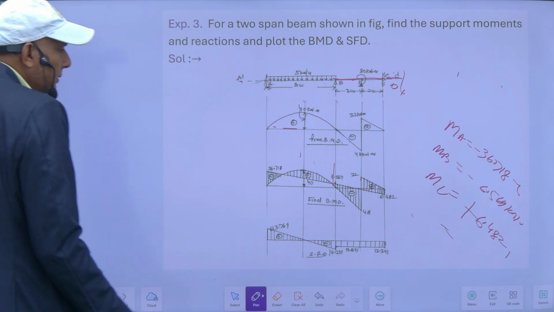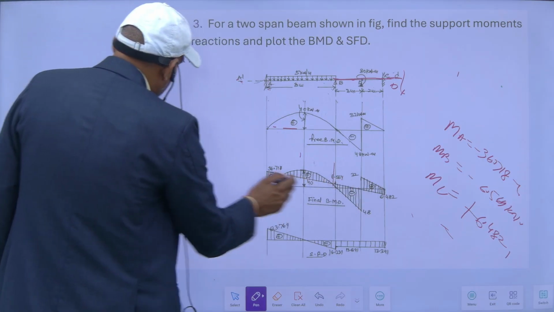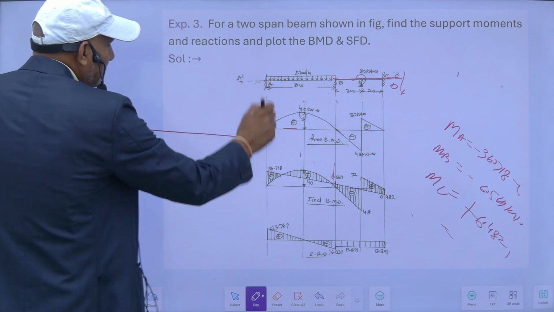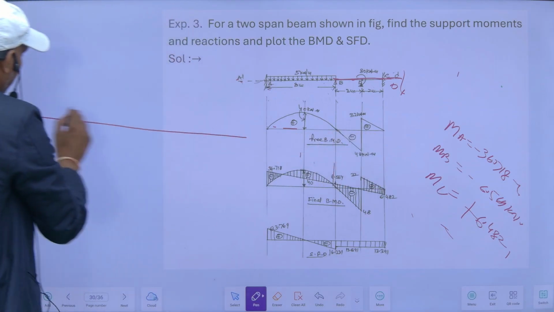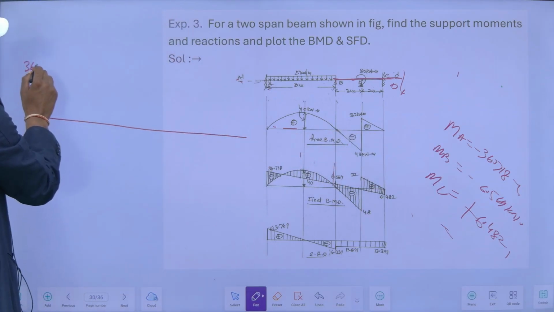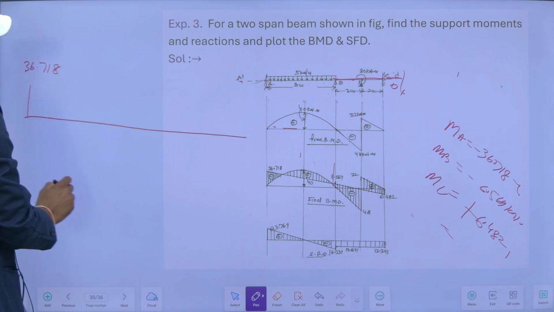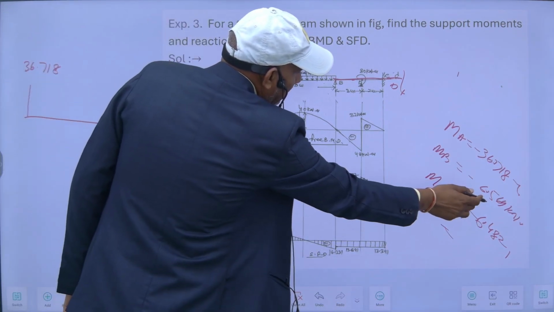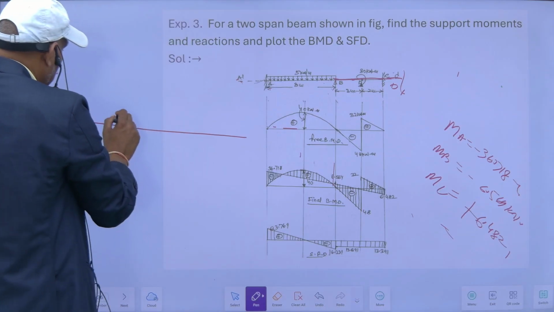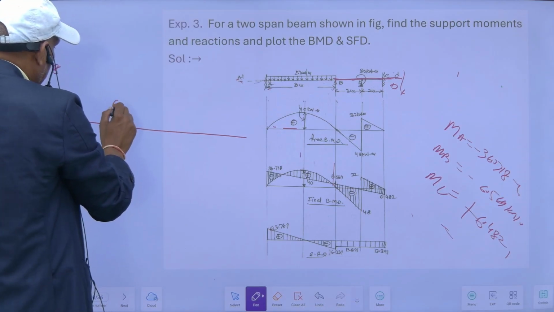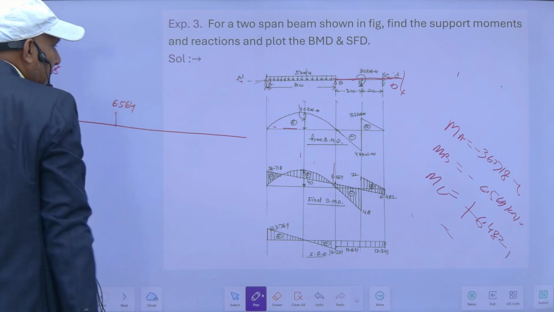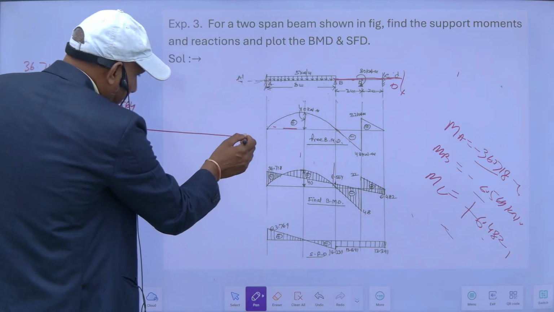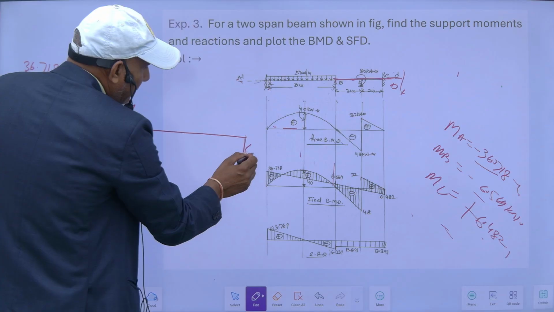My fixed moment will be like this. So at this end of course it is 0. So ma is equal to minus 36.78, and for b, mb is equal to 6.564, means this one, and mc is equal to plus. These are minus and this is plus, so this will be here 6.482.